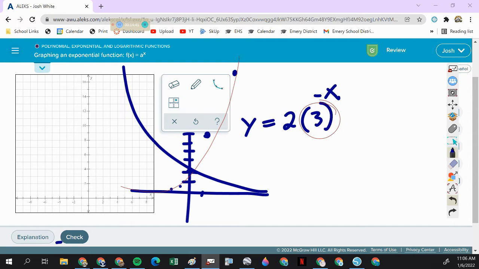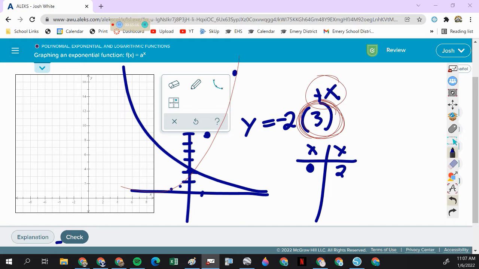And you can just plug in points. So use your calculator. Make a table, plug in 0, plug in 1. It'll be a decimal, but you're going to plug in numbers. Know that even though this looks like a growth equation, that negative x is going to turn it into a decay equation. Okay. What if the negative is on the outside?